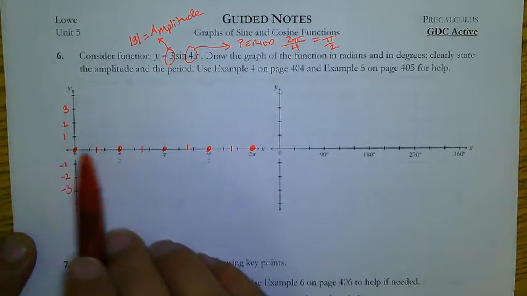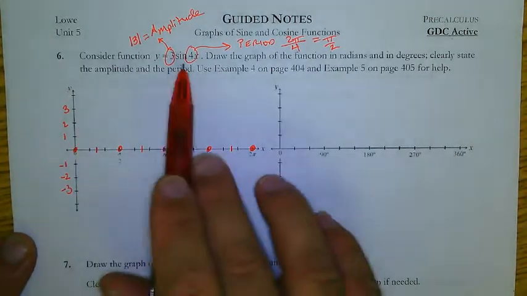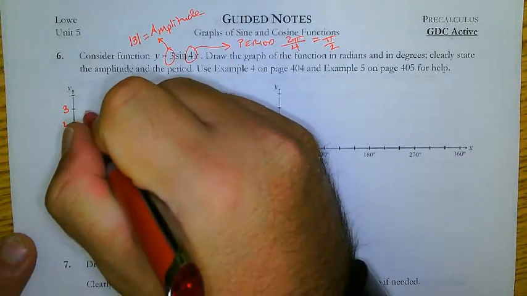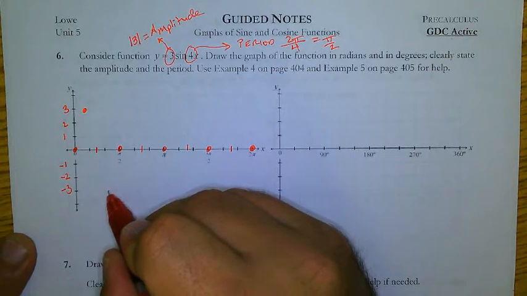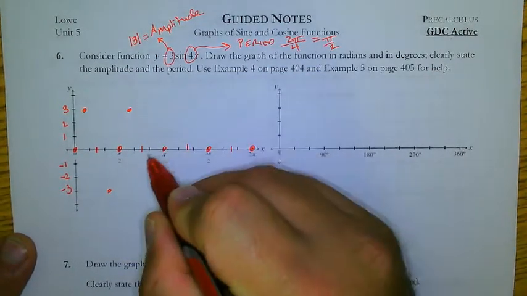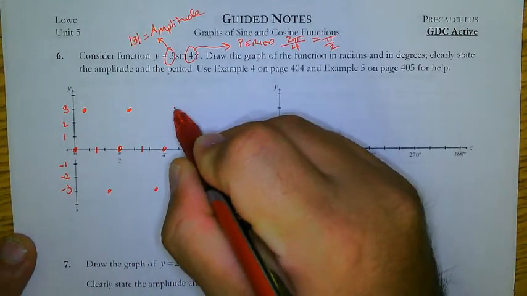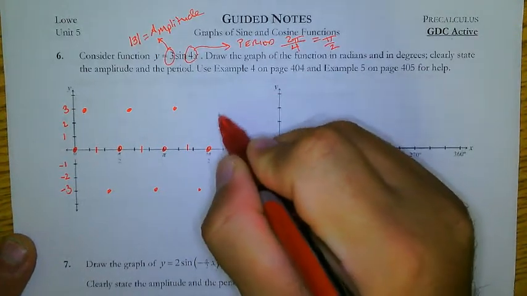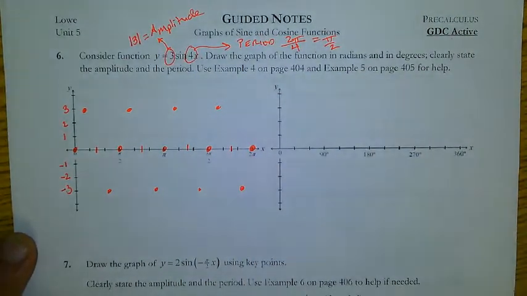And then halfway between these will be maximums and minimums. I usually start going up. There's been no reflections here, so halfway between I'll be at a maximum, halfway between I'll be at a minimum, and so on: maximum, minimum, maximum, minimum. So I know that those are going to be my points.